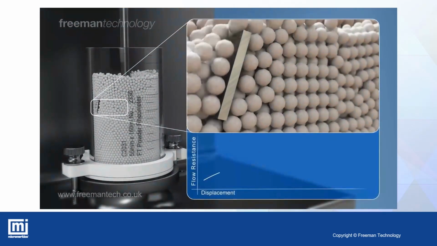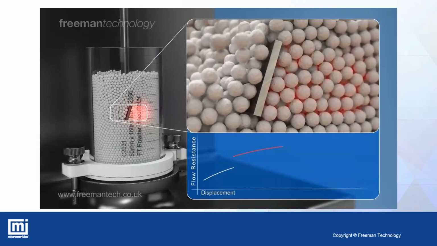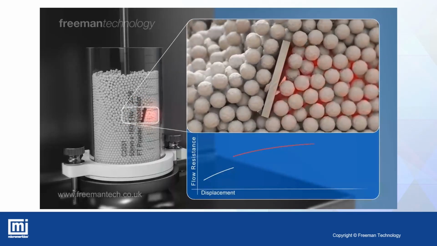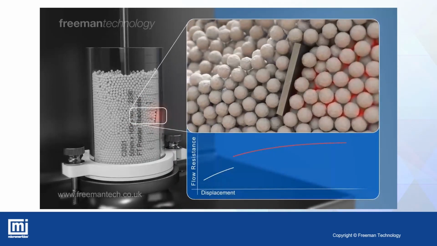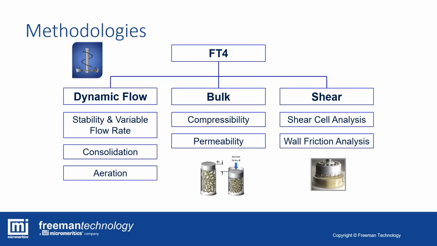Due to the highly variable nature of powders, their flow properties can be dependent on a wide range of different properties fundamental to the powder, such as mechanical interlocking, size distributions, cohesive interactions, and more. Because of this, it's advantageous to run multiple tests and characterize the powder in a wide variety of environments. Thus, the FT4 comes equipped with 3 categories of tests, such as dynamic flow, bulk, and shear properties, each of which can shed light on the powder's flow behavior in a wide range of applications.